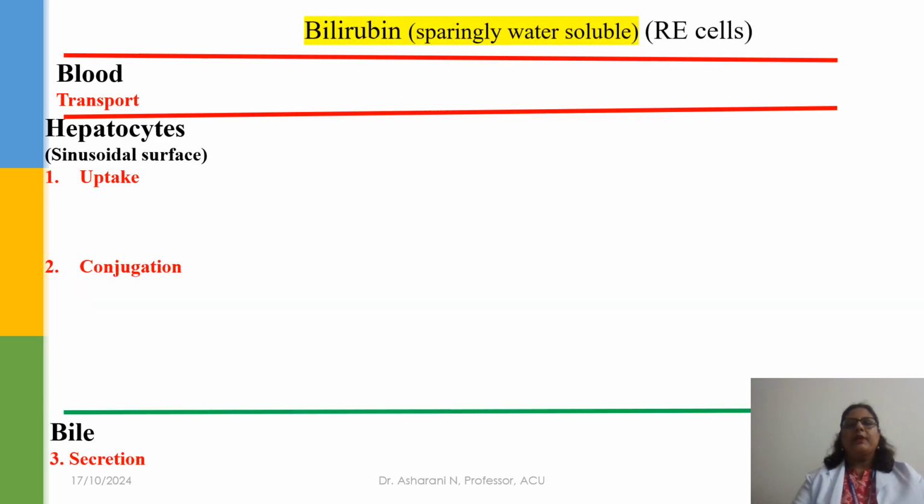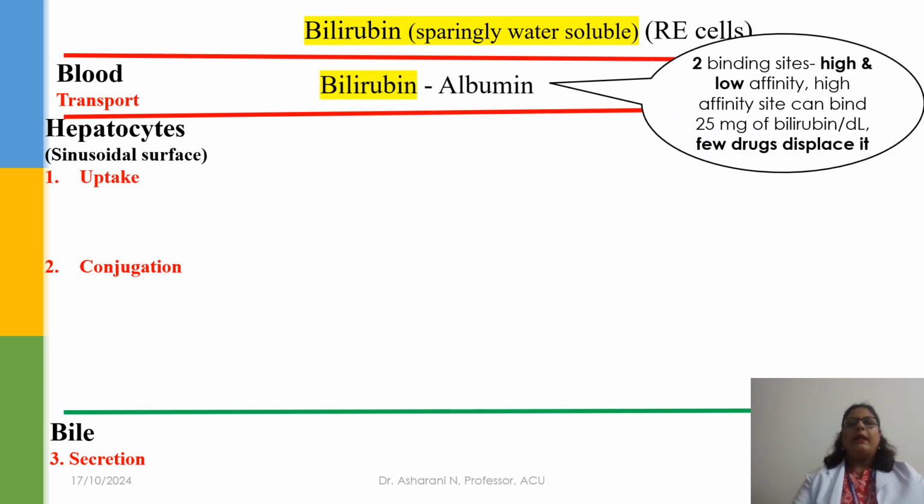So the bilirubin formed in RE cells is sparingly water soluble, that is unconjugated bilirubin. So it has to be transported to the liver. As it is water insoluble, it binds to albumin for its transport. Albumin has 2 binding sites, a high and a low affinity site. The high affinity site can bind 25 milligrams of bilirubin per deciliter, and this high affinity site bound bilirubin can be displaced by a few drugs like penicillin. So it should be used very cautiously during neonatal period.